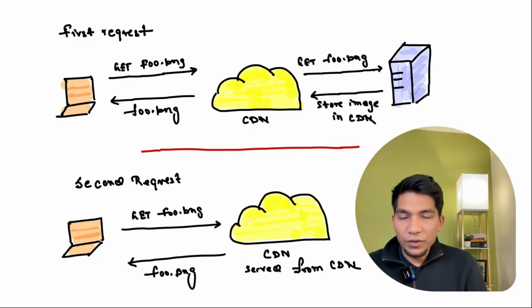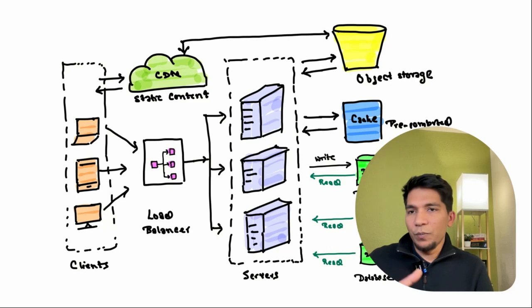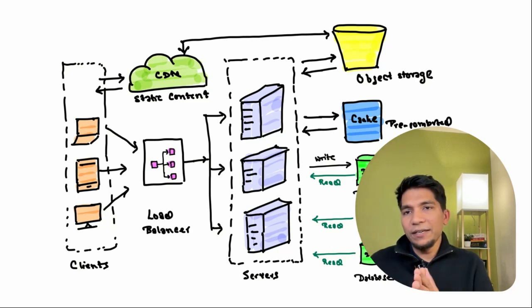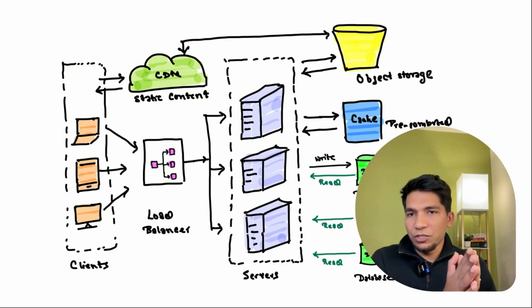Akamai is one example of a CDN, along with Fastly and others. Now let's include all of this in our original architecture. In this case, any static data is served by the CDN to the client. This static data in turn gets the data from the object storage, so all of your videos will be stored in this object storage.